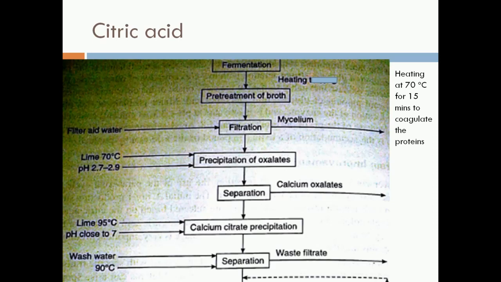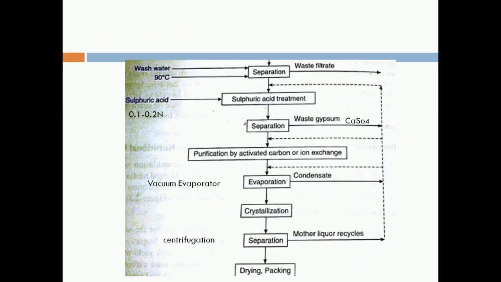So calcium citrate is further separated, again washed, so that the waste filtrate is collected out, and then sulfuric acid treatment is done. The sulfuric acid that is used is around 0.1 to 0.2 normal. Once the sulfuric acid treatment is done, gypsum is formed in this process, and again you can use a separation technique. Everywhere wherever separation is written, you can use either filtration or centrifugation. So once you use the separation technique, you get calcium sulfate, that is gypsum.